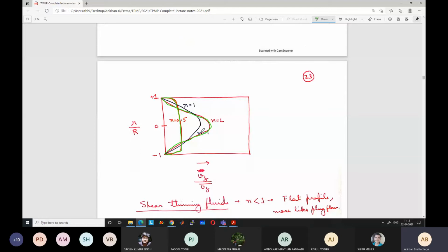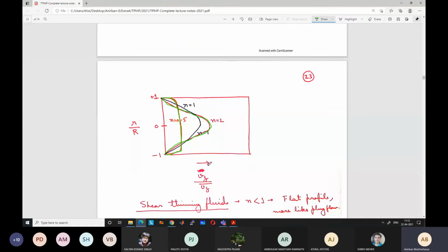So starting from the parabolic profile for n equal to 1, if you keep on increasing the value of n, it will become more and more triangular. And on the other end, if you keep on decreasing the value of n, the velocity profile will become more and more flat.